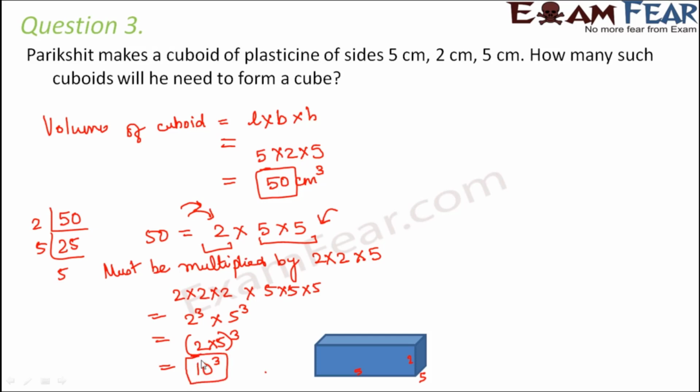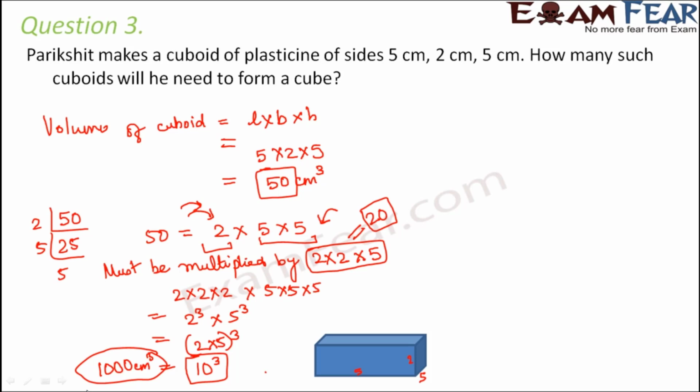This basically means a cube with each side equal to 10 centimeters. So 10 cube is 1000. So 1000 centimeter cube would be the volume of that cube such that each side is equal to 10 centimeters. So how many such cuboids do you need? To make this cube of 1000 centimeter volume, you would need 2 into 2 into 5 cuboids. What is 2 into 2 into 5? This is 20. So you actually need 20 cuboids to make a cube of volume 1000 centimeter cube such that each side of the cube is 10 centimeters.